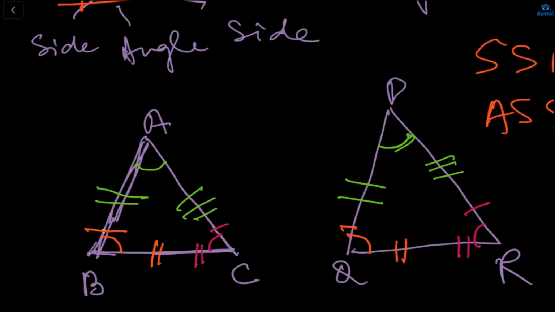Understood? From CPCT, always mention CPCT. Like I have taken AB and BC. I am saying that AB is equal to PQ and BC is equal to QR. Angle B is equal to angle Q. So triangle ABC is congruent to PQR. Therefore, side AC will be equal to PR from CPCT.